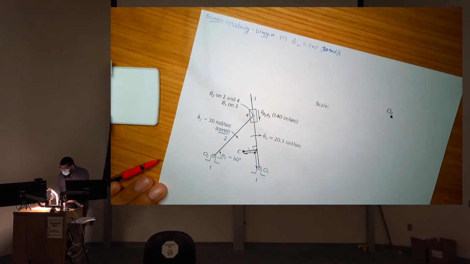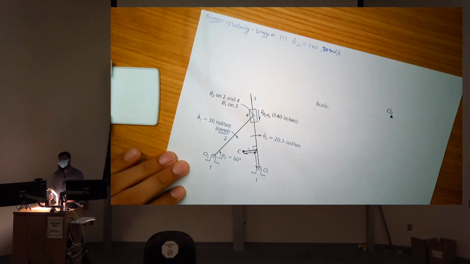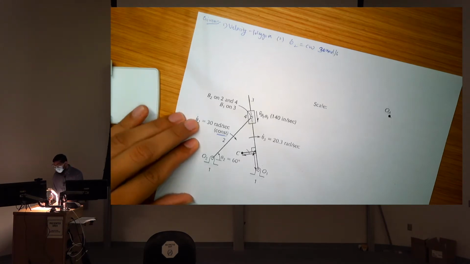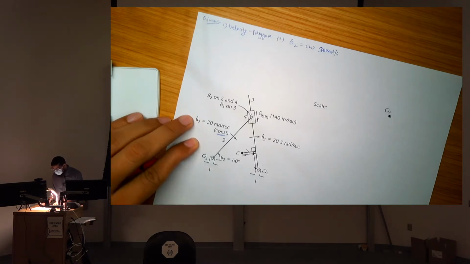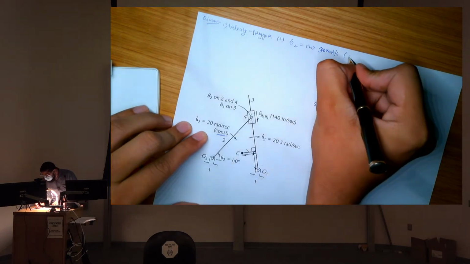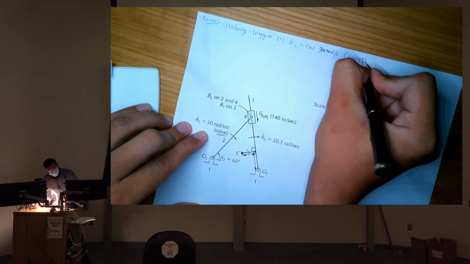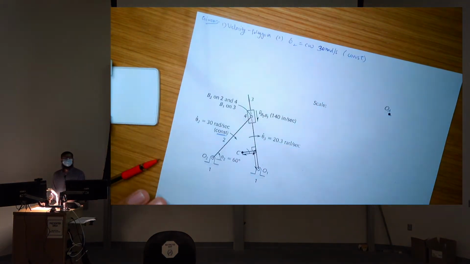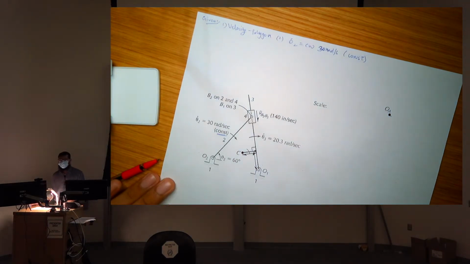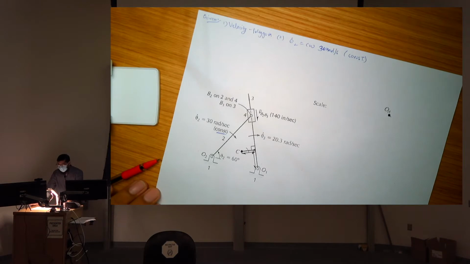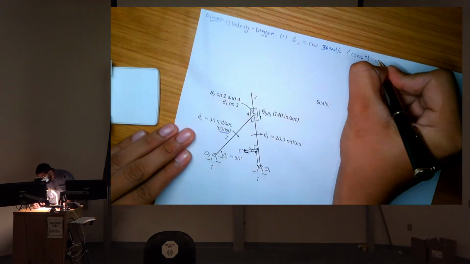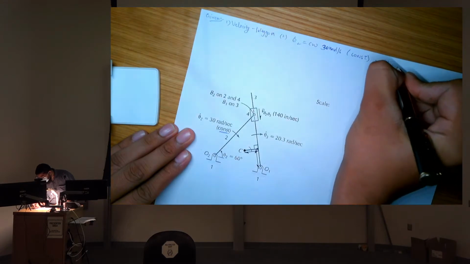So the input velocity is given as 30 radian per second, in the clockwise direction, and it's also given it is constant. Okay. So constant means you have already given your input acceleration. What does that mean? What is your input acceleration for link 2? 0. So theta double dot 2 is 0.